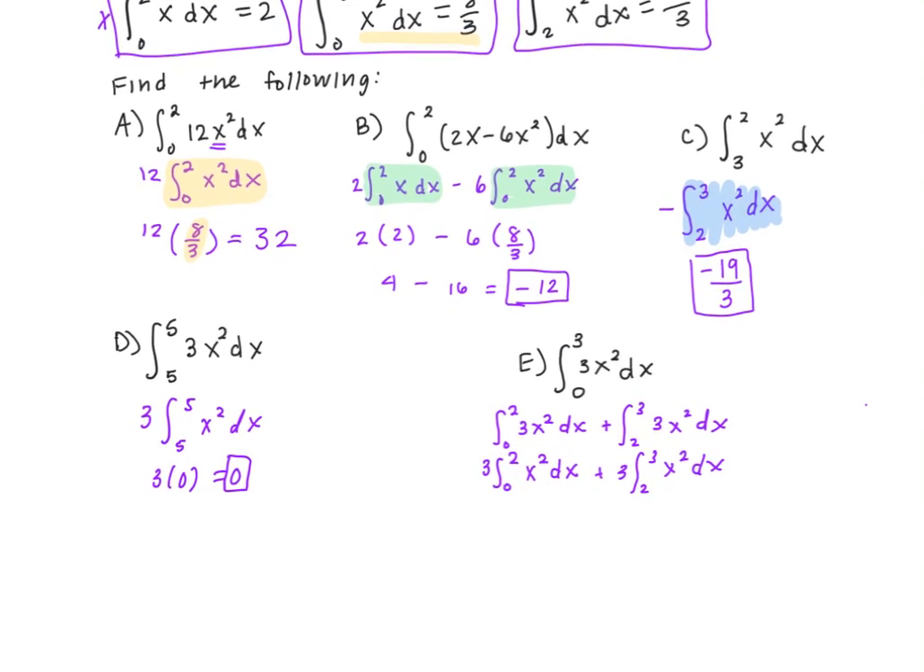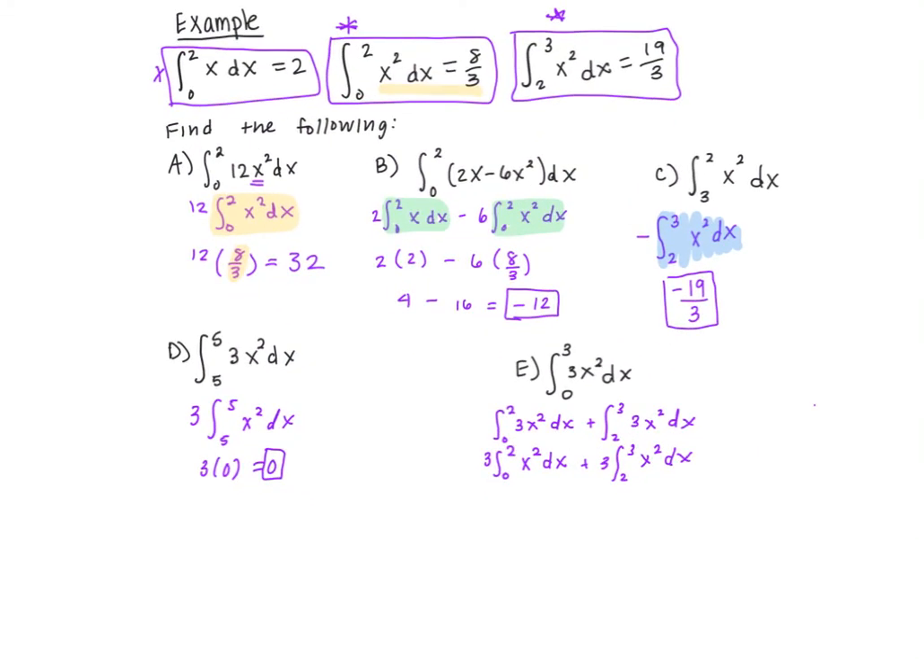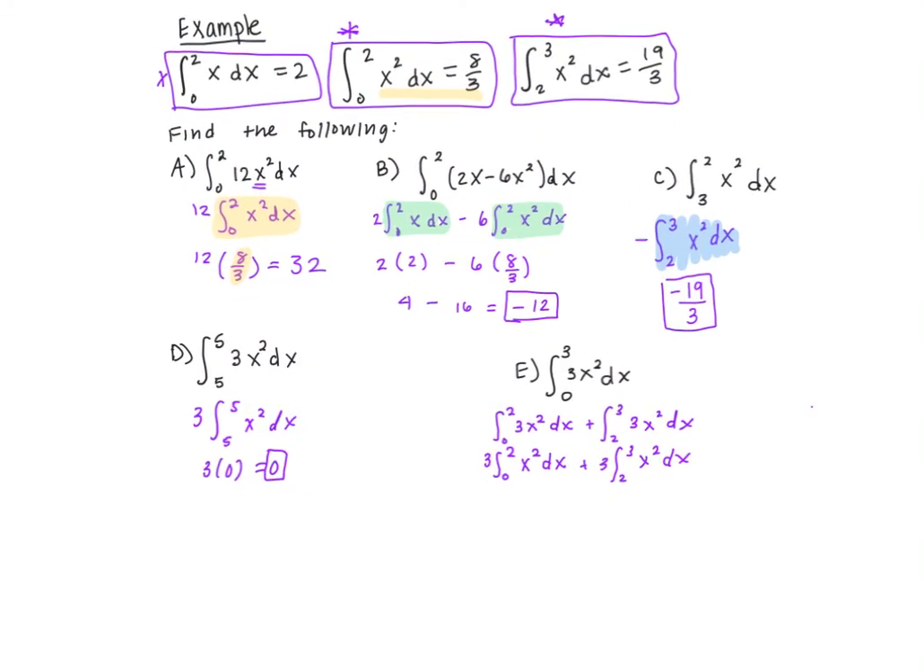And so the last thing I'm going to do is the integral of x squared from 0 to 2 is going to be 8/3. So we've got 3 times 8/3 plus 3 times 19/3, which is 8 plus 19, which equals 27.